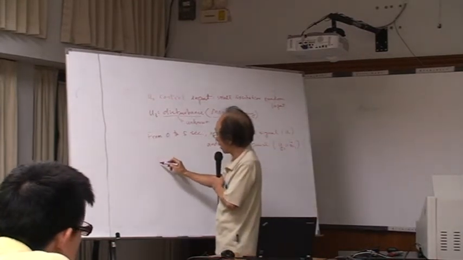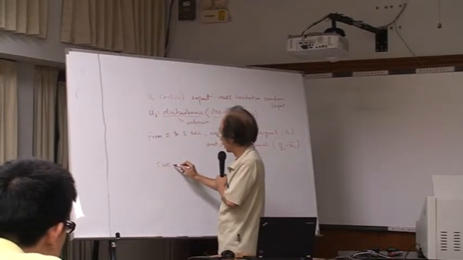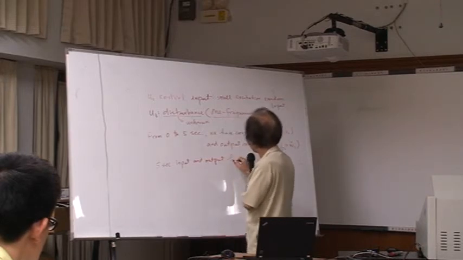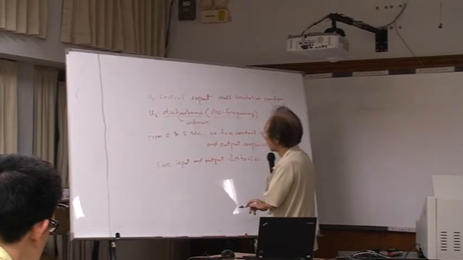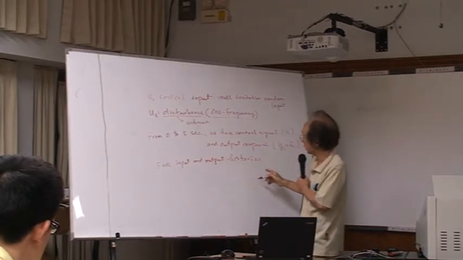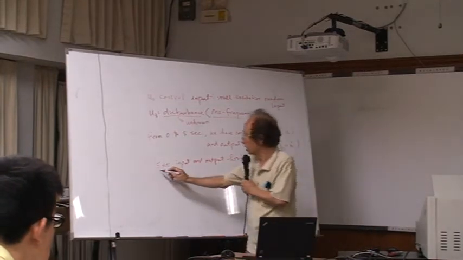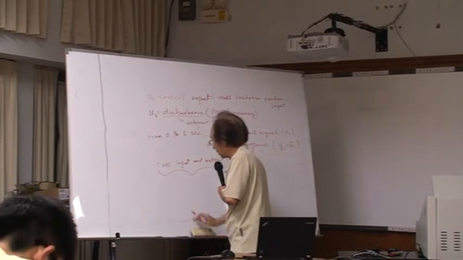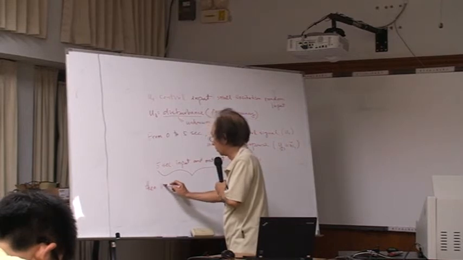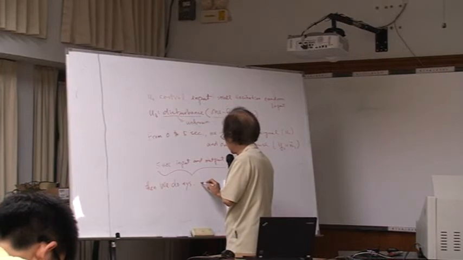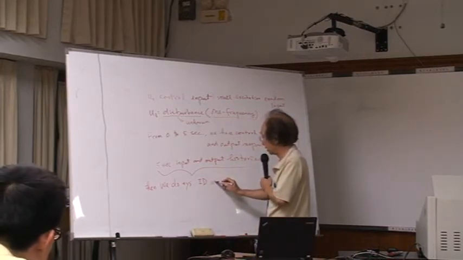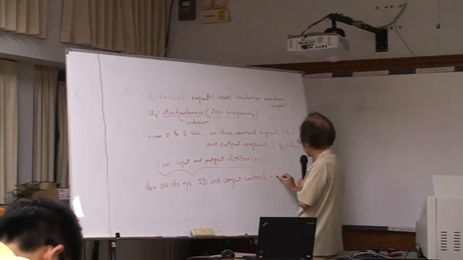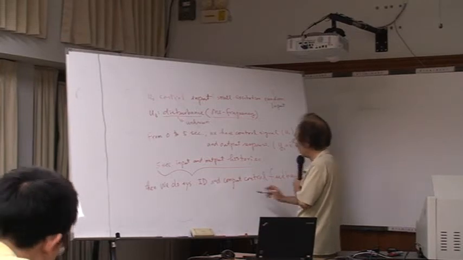So we have a 5 second input and output history. From this 5 second input-output history, we will be able to do system ID and compute the control feedback. We call it UC.